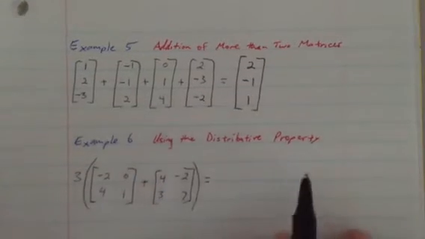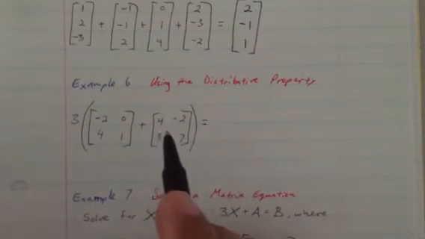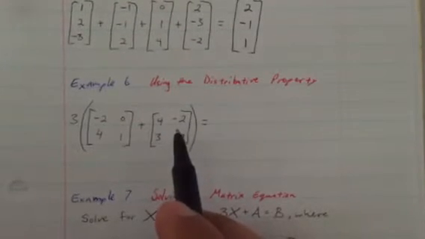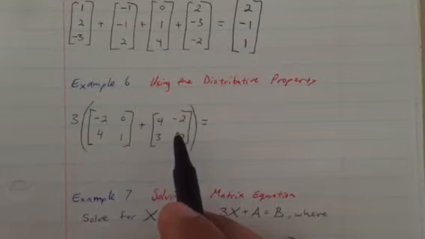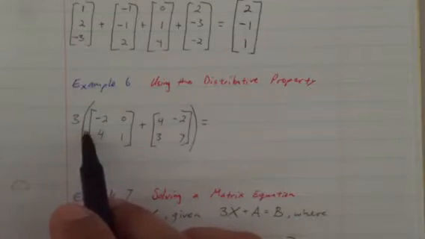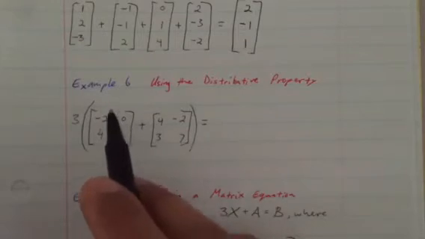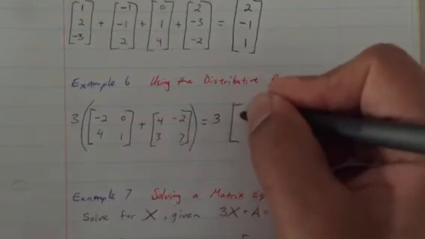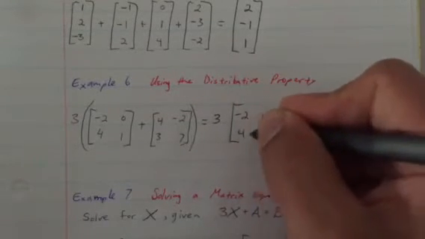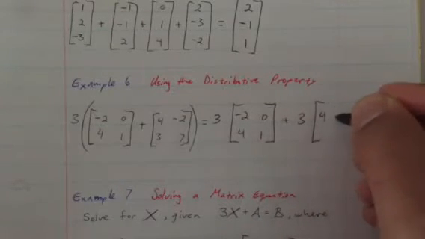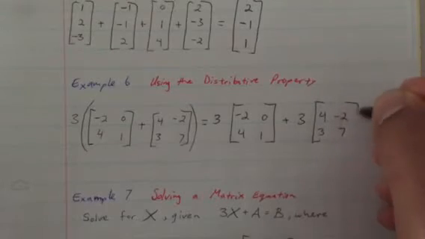Example 6 here is using the distributive property. As I told you before, you'll notice that with matrices, we can do similar things as what we do with integers and algebra. So right here we're going to use the distributive property. We're just going to distribute this 3 and multiply it times each of these matrices. So in a sense, we're going to have 3 times -2, 0, 4, 1, plus 3 times 4, -2, 3, 7.